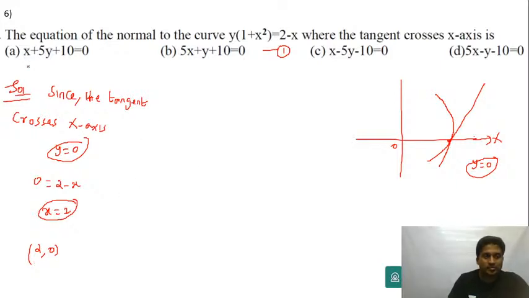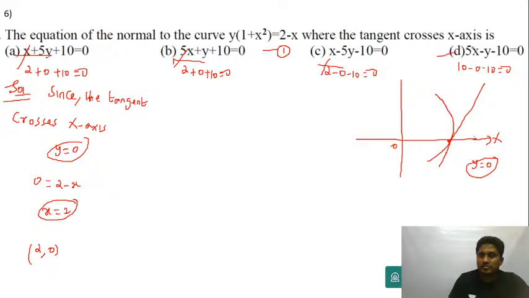If I substitute 2 here, this will be equal to 2 plus 0 plus 10 is equal to 0. So this one is ruled out. Here, you will get 2 plus 0 plus 10 is equal to 0. Not possible, ruled out. 2 minus 0 minus 10 is equal to 0. Ruled out, not possible. You will get 10 minus 0 minus 10 equal to 0. This is possible. Answer is option D.